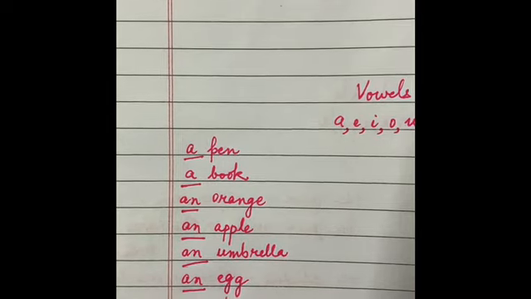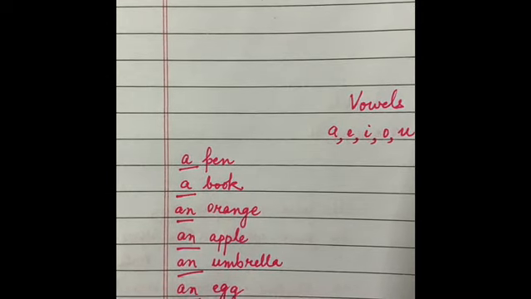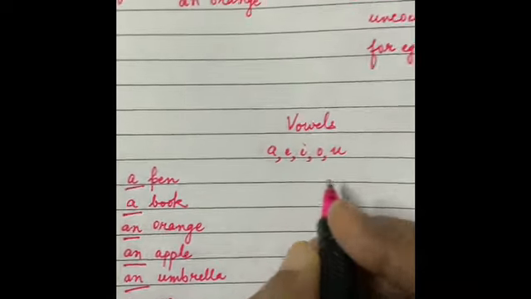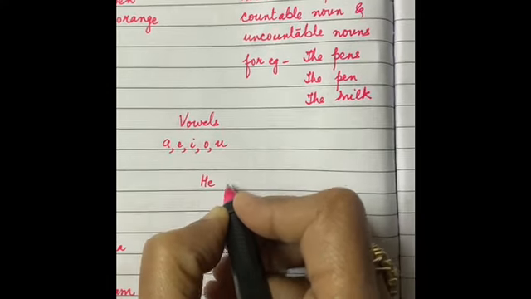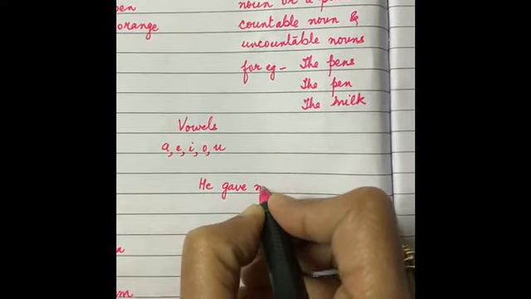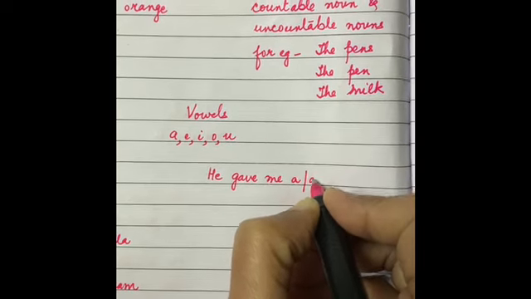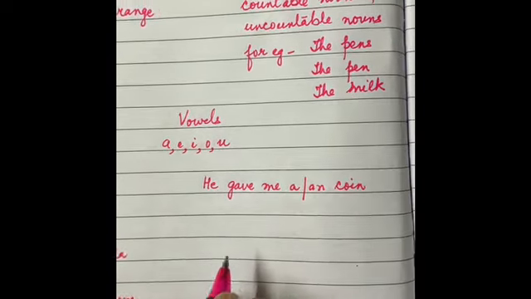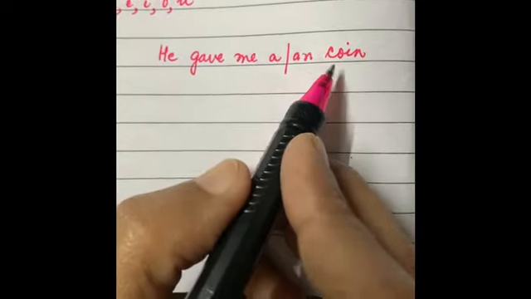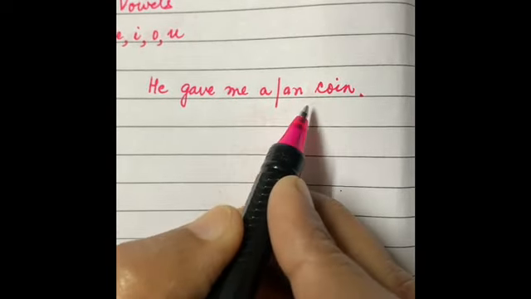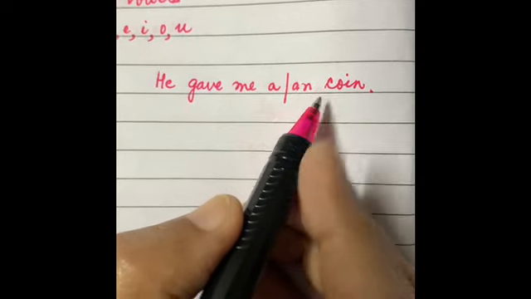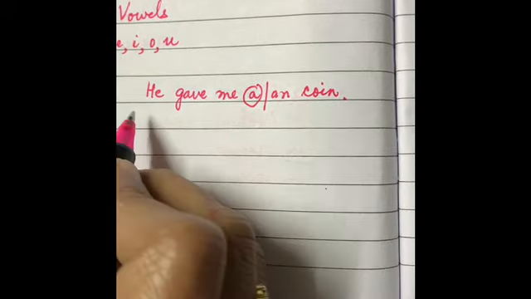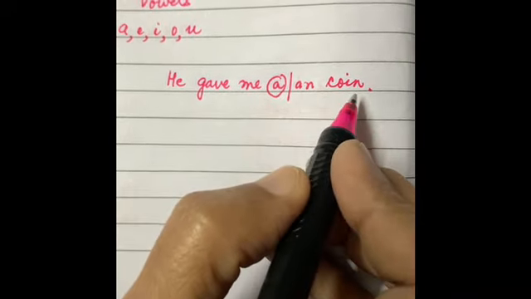Fine. Now the confusion is created when the words begin with a vowel but not with a vowel sound. For example, he gave me a or an coin. Now look here. Coin has a consonant sound. So, a will be used. And we will read it like, he gave me a coin.